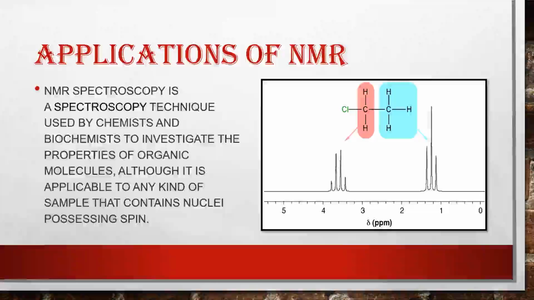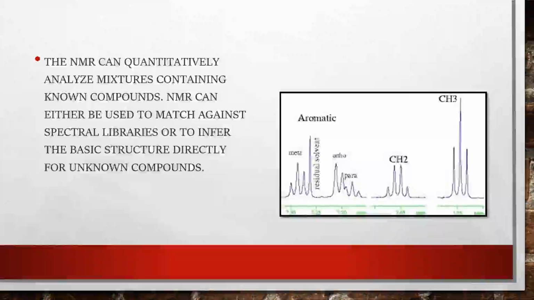Then comes applications of NMR. NMR spectroscopy is a spectroscopy technique used by chemists and biochemists to investigate the properties of organic molecules, although it is applicable to any kind of sample that contains nuclei possessing spin. NMR can quantitatively analyze mixtures containing known compounds. NMR can either be used to match against spectral libraries or to infer the basic structure directly for unknown compounds.